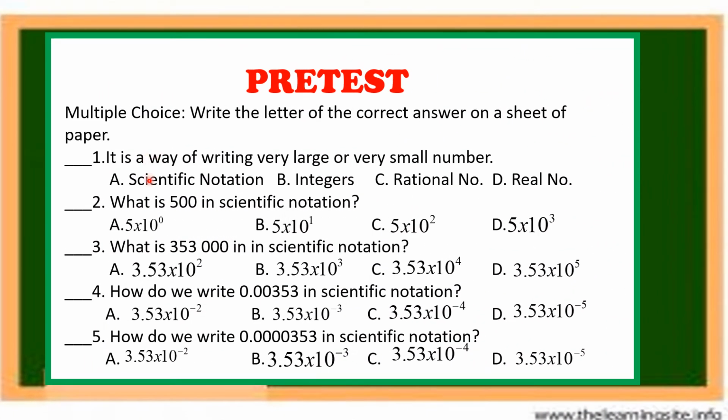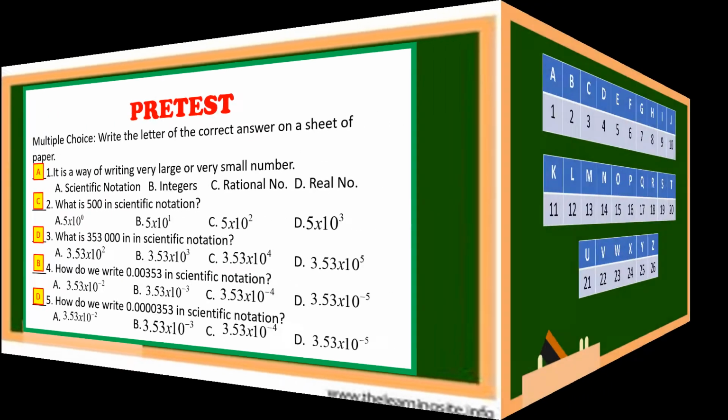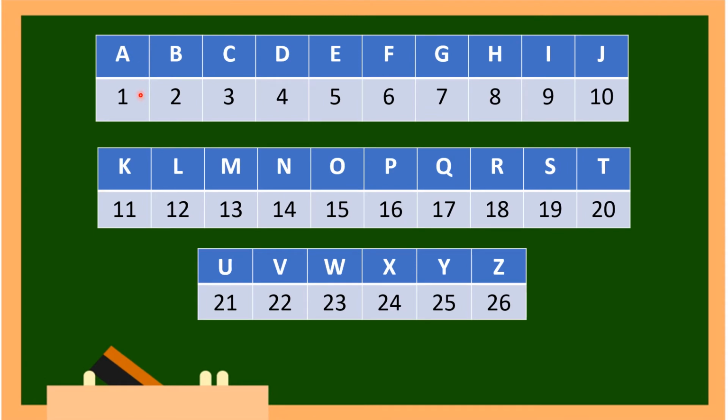Following are the answers. For number 1, letter A. Number 2, letter C. Number 3, letter D. Number 4, letter B. And the last number, letter D. A is 1, B is 2, C is 3, up to the last letters.